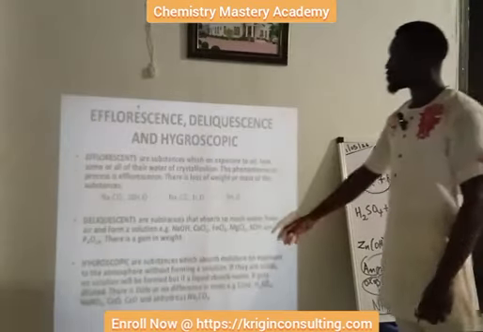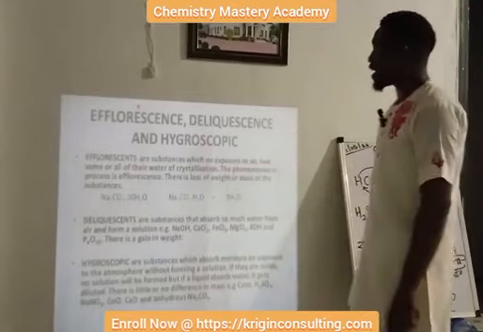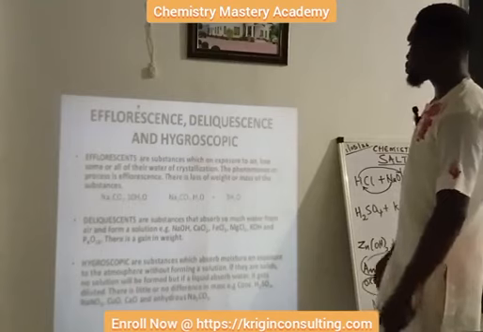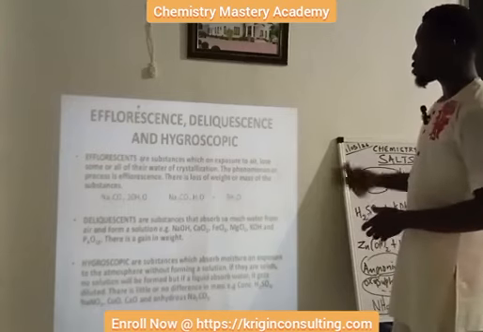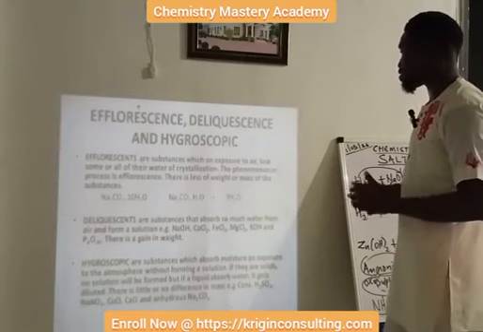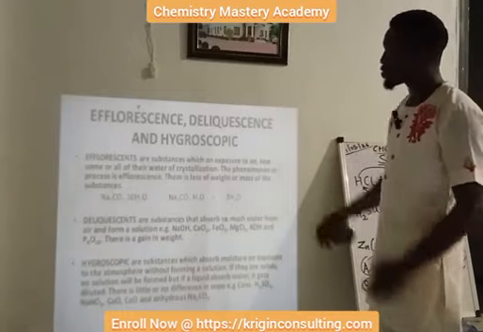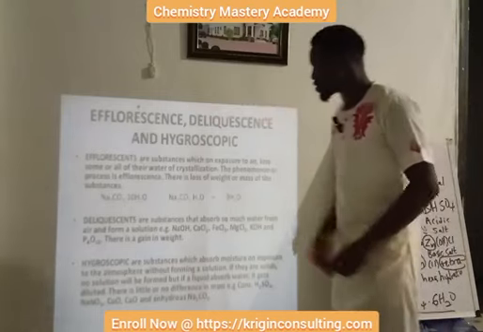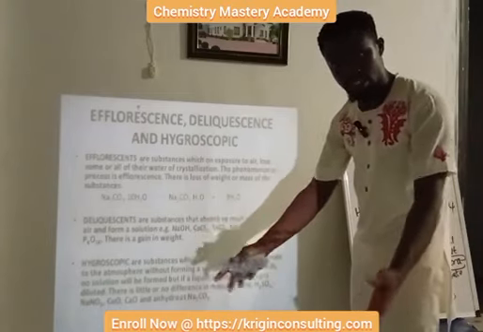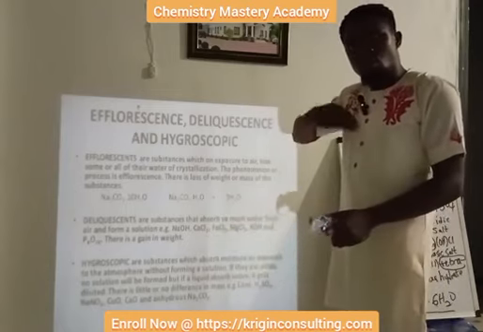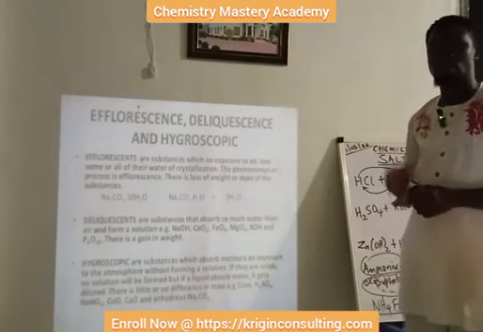Now, let's look at these terms: efflorescence, deliquescence, and hygroscopic. Efflorescent substances are substances which, on exposure to air, lose some or all of their water of crystallization. So the phenomenon or process is efflorescence. There is loss of weight or mass of the substance. Now listen, this is what it means. An efflorescent is a substance that when you expose it, some of it will be lost to the atmosphere.